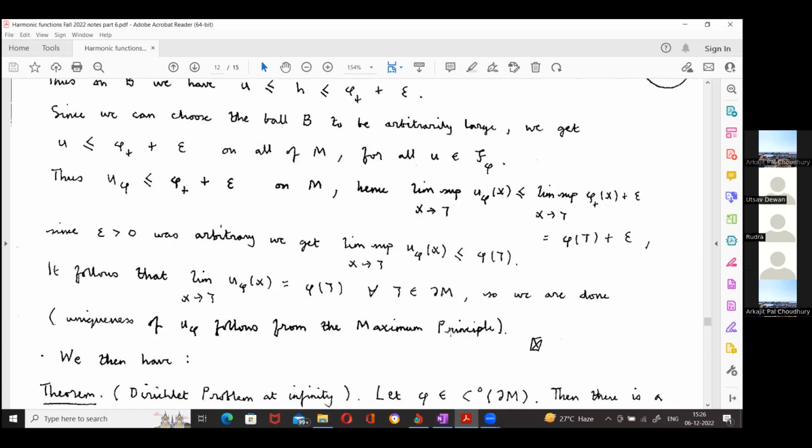In other words, constructing superharmonic and subharmonic extensions of phi, right? Once you've constructed the superharmonic and subharmonic extensions of phi, then by using the Perron method, you will get the harmonic extension of phi. That's the idea.